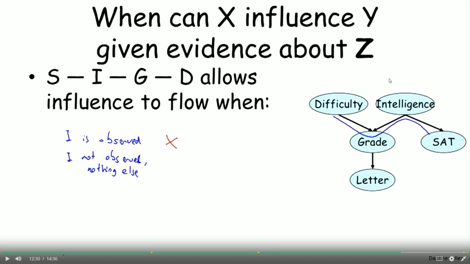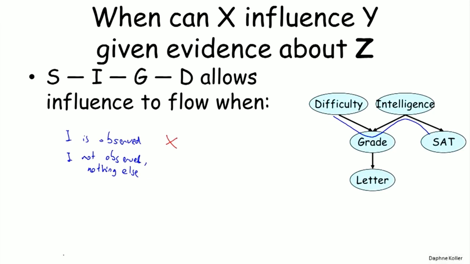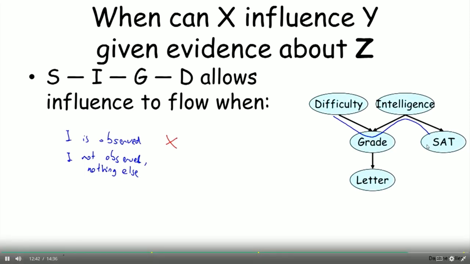Well, you can climb up through I, but you kind of fall down the river when you hit grade. And you can't climb back up, because there's nothing stopping you. And so that too doesn't allow influence to flow.